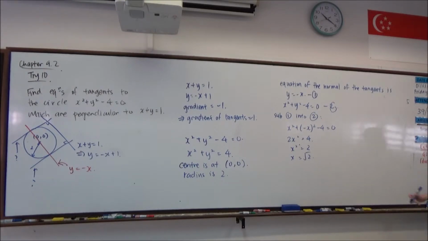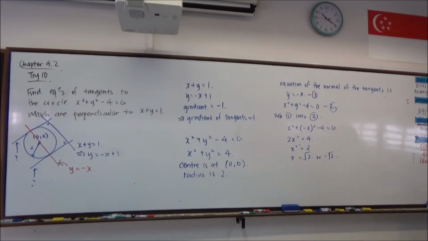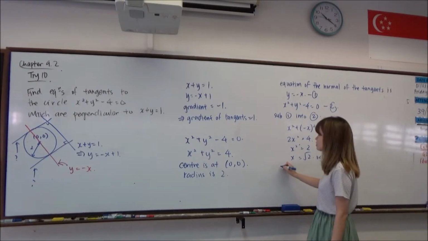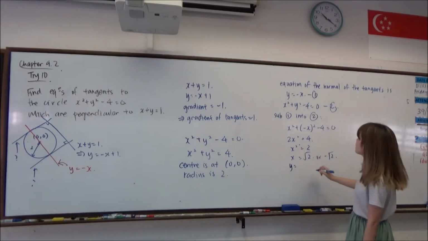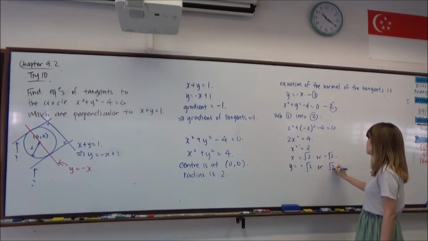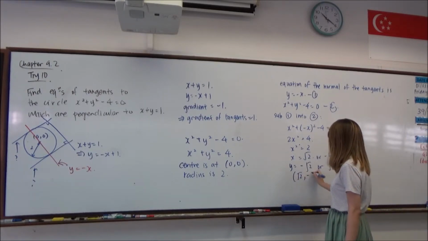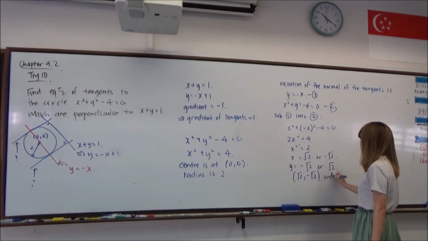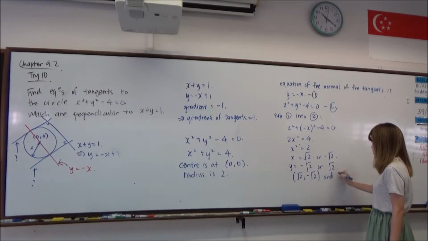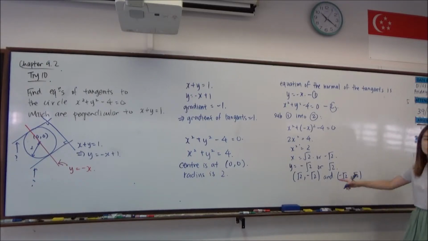Or negative square root. Now we can find the y coordinate. That would be negative square root 2 or square root 2. So the coordinates of the two points would be these two, right?